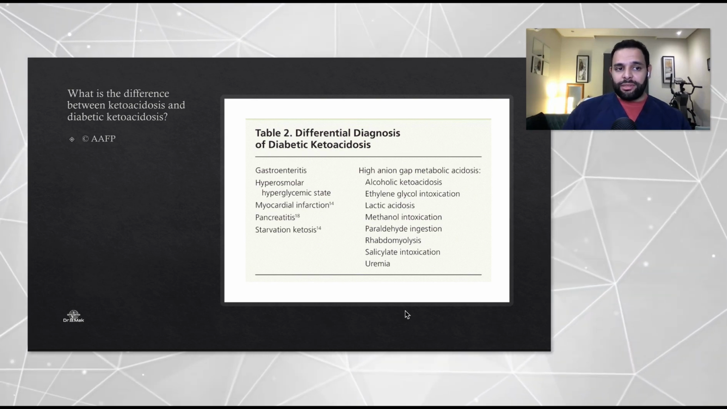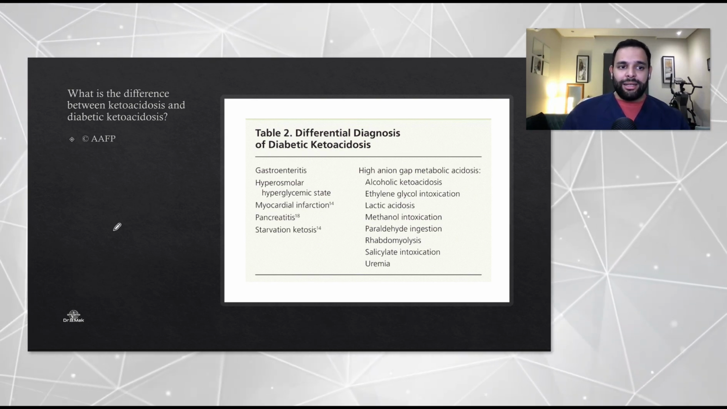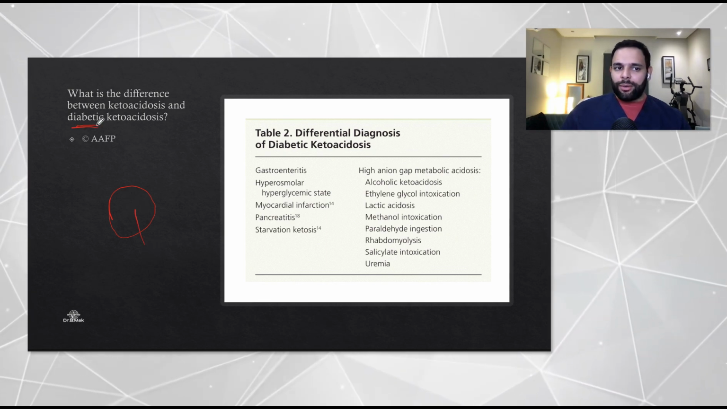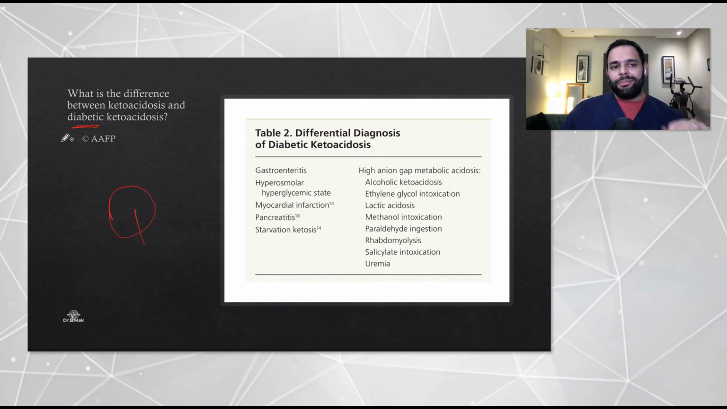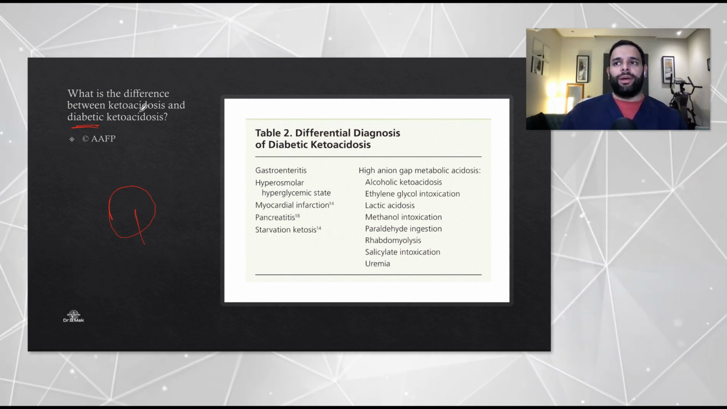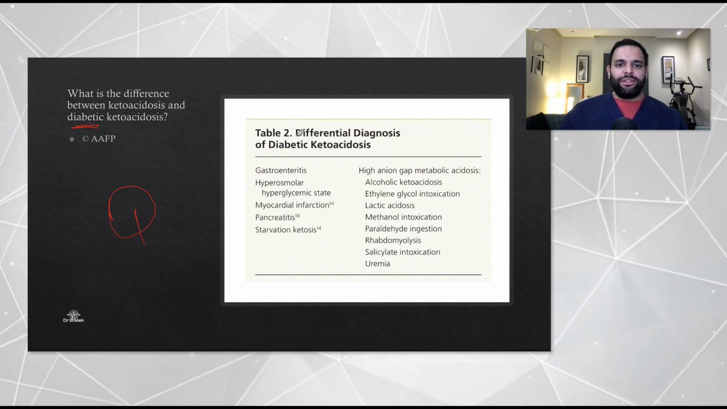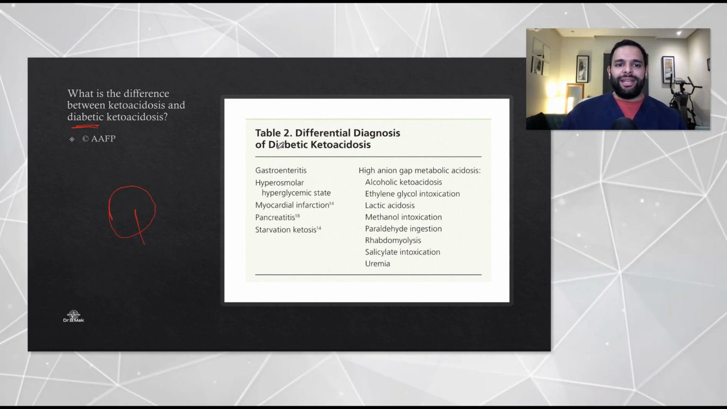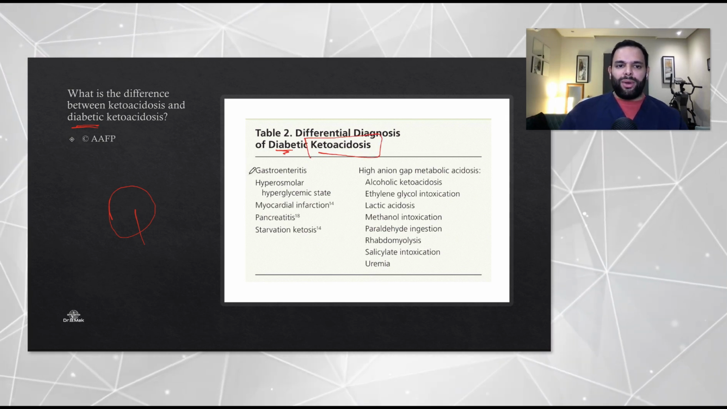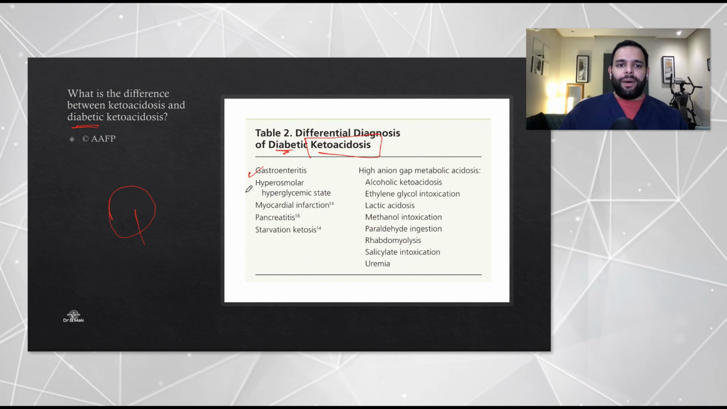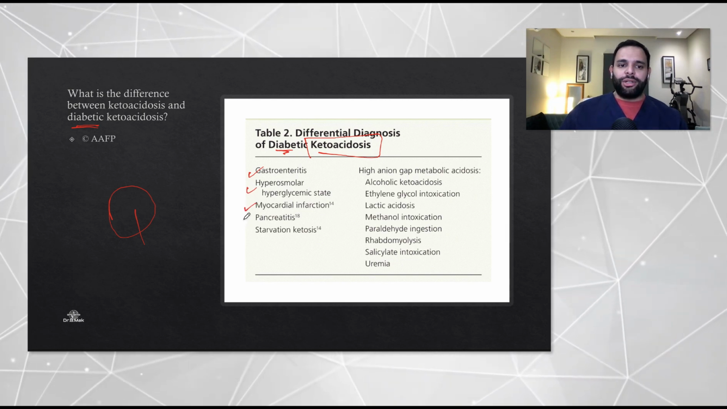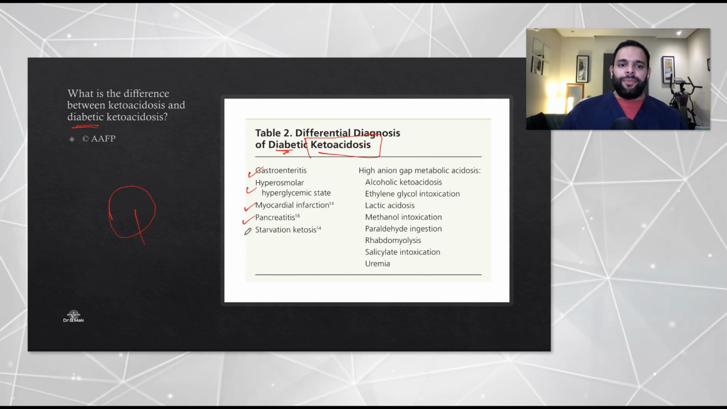What is the difference between ketoacidosis and diabetic ketoacidosis? So obviously, from a linguistic point of view, it just automatically means that diabetic ketoacidosis is simply one form of ketoacidosis. So the differential diagnosis of diabetic ketoacidosis would be the other causes of ketoacidosis. So a gastroenteritis, a hyperosmolar hyperglycemic state, a myocardial infarction, a pancreatitis, and starvation.